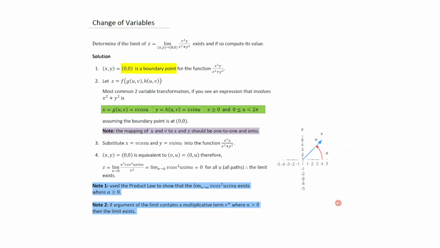All right, so we made use of the product law, basically, to prove that the limit exists. And v was greater than or equal to 0. This just refers back to the fact that v must be greater than or equal to 0. And also, if you have a more complex function where you can use this substitution, and it turns out that the argument of the limit contains a multiplicative term of the form v to the power n, where n is greater than 0, then again the limit will exist, because as v goes to 0, v to the power n will go to 0.